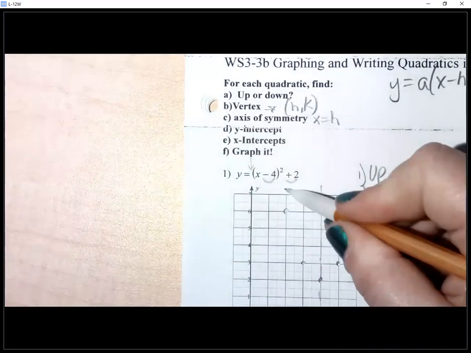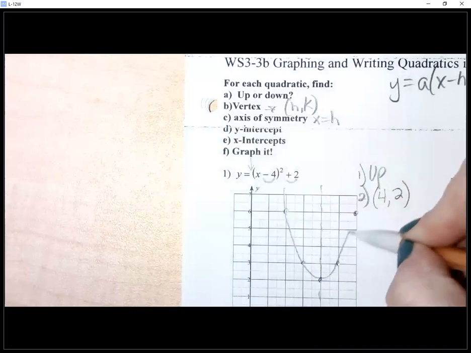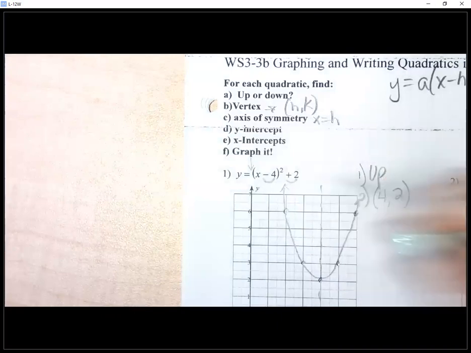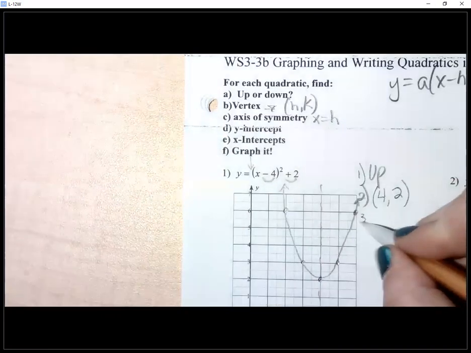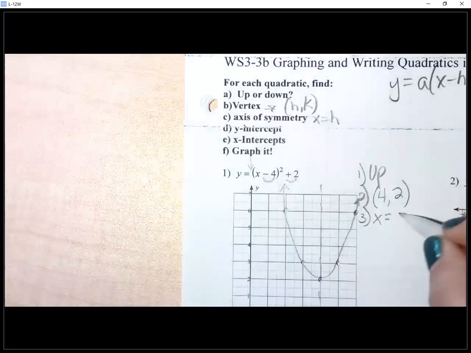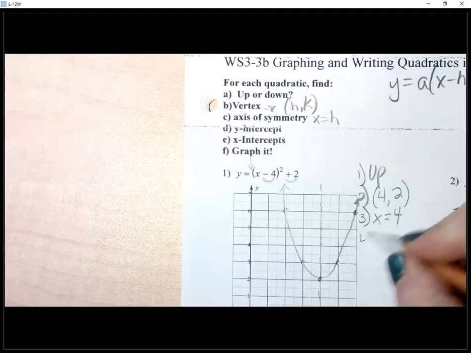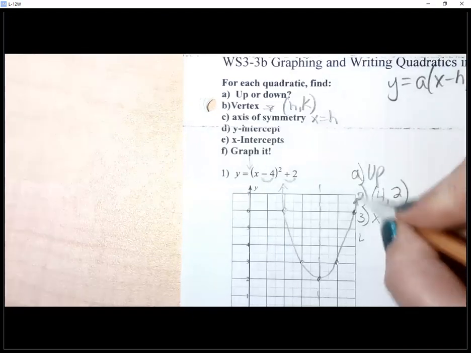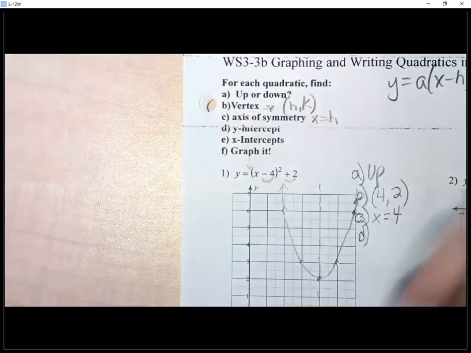And there is my graph already. So nice. Now to find the other things I need to find, easy peasy. Axis of symmetry is just x equals what? 4 in this case. The y-intercept, oh, what am I writing? 1, 2, 3. It should be A, B, C. Sorry, D. Y-intercept, I still just plug in 0 for x.